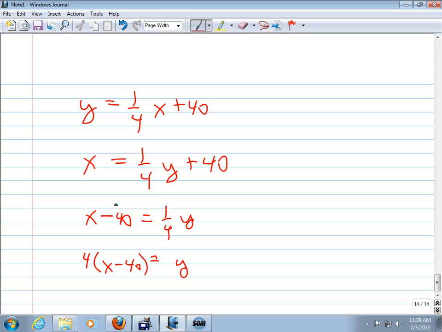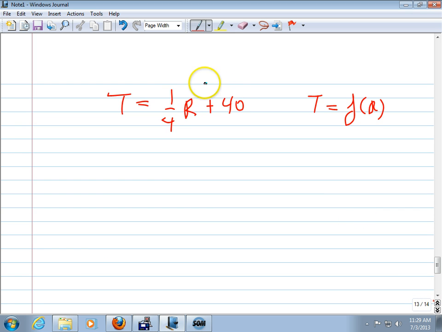Okay. More power to you. All right, fine. But look, this is what I'm going to do. I'm going to just simply solve for R. It's the same process.